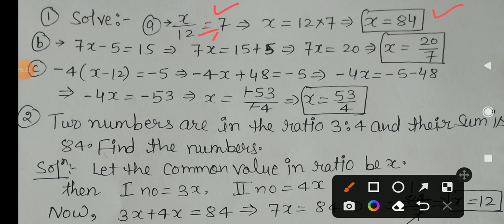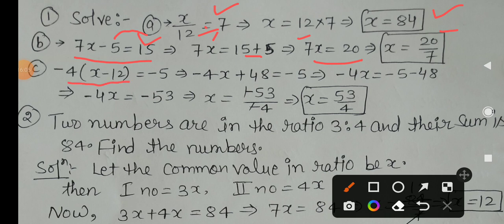Now the second part: 7x minus 5 is equal to 15. So student, this minus 5 goes to the other side and converts to a plus. So 7x is equal to 15 plus 5, and now you get 7x is equal to 20. Then to find the value of x, the 7, the coefficient of x, goes to the other side as division, so x is equal to 20 upon 7.